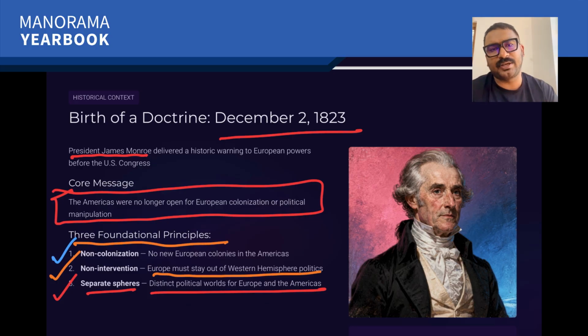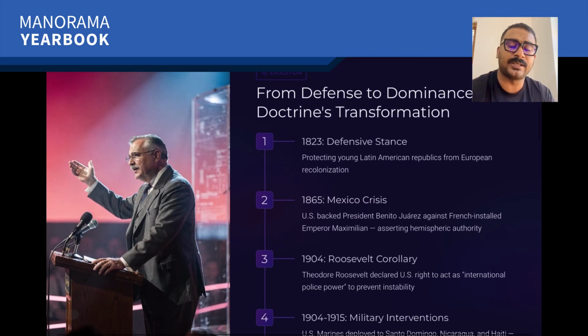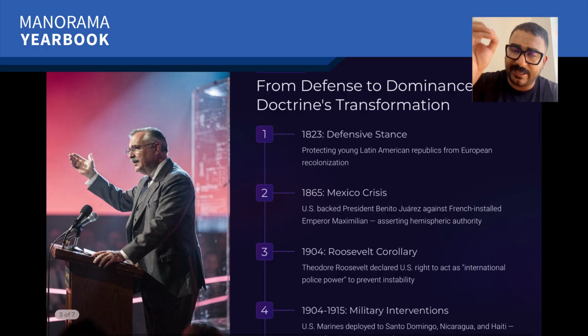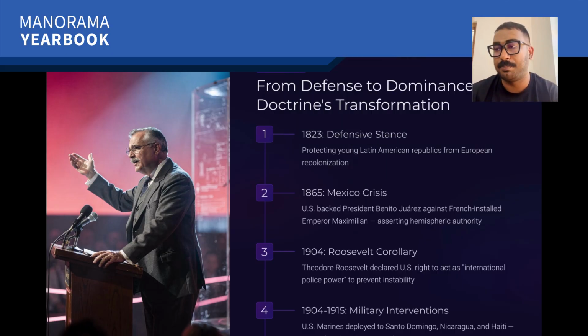But the important point here is that initially, this doctrine was defensive in nature. It is because the United States was still a young power and it wanted to protect the newly independent Latin American nations from European domination. But over time, the meaning of the Monroe Doctrine began to change. By the mid-19th century, this doctrine was no longer just about keeping Europe out. It had started to justify American influence and intervention in the region.